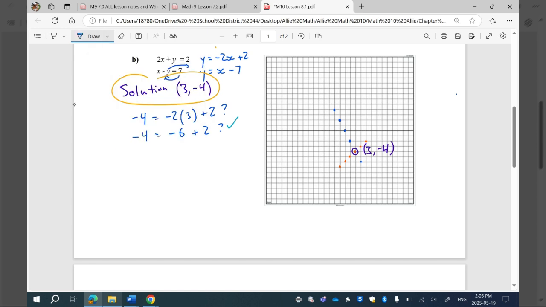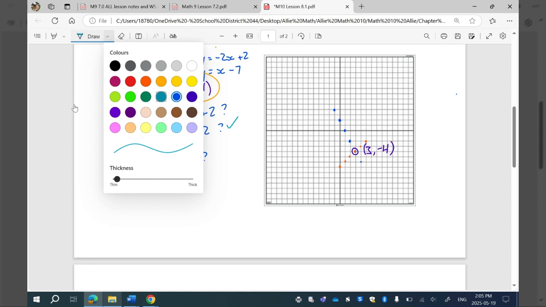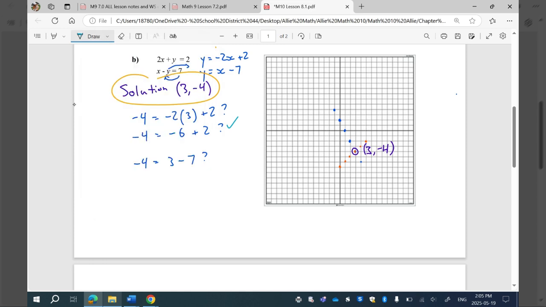And then the next one, I guess I'm using the slope-intercept form, so let's do it. Is it true that negative 4 equals 3 subtract 7? And I don't think I need to do the next step here. I think we can see that it is true that negative 4 equals 3 subtract 7. So yes, we verified that this is a solution for each of them. This is the point at which they are both true.